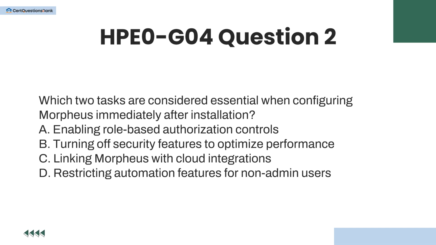Which two tasks are considered essential when configuring Morpheus immediately after installation? A. Enabling role-based authorization controls. B. Turning off security features to optimize performance. C. Linking Morpheus with cloud integrations. D. Restricting automation features for non-admin users.